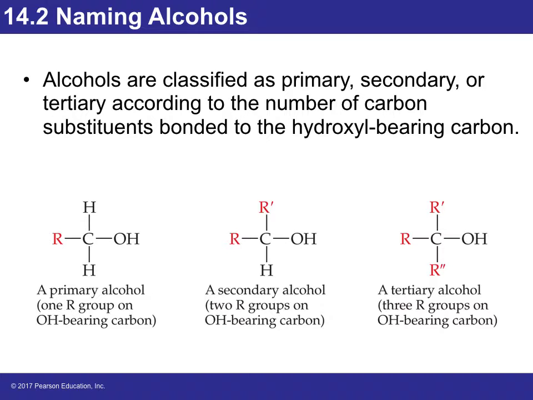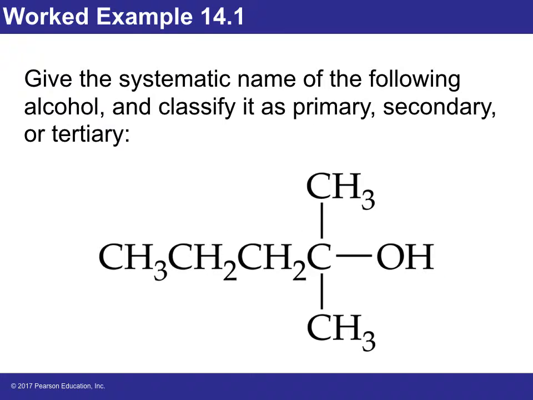When you have R and R prime, that means it's a secondary alcohol. When you have R, R prime, R second, and only one covalent bond that links to the hydroxyl bearing carbon, it's a tertiary alcohol. How do we name those?